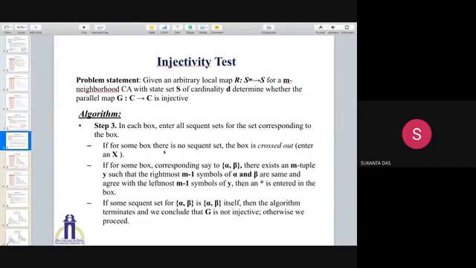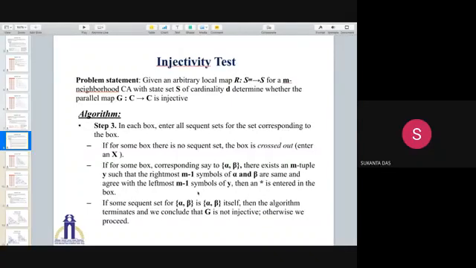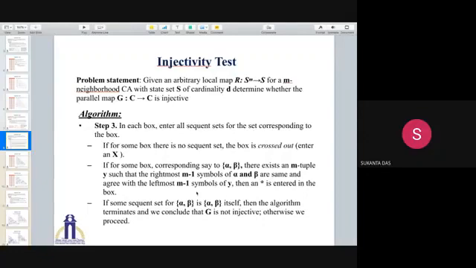So if in some box there is no sequence set and the box is crossed out, in this example I put an X here, right? And this point is interesting. If for some box, say for alpha beta, there exists an m tuple y such that the rightmost m minus 1 symbols of alpha beta are the same, then a star is entered in the box.